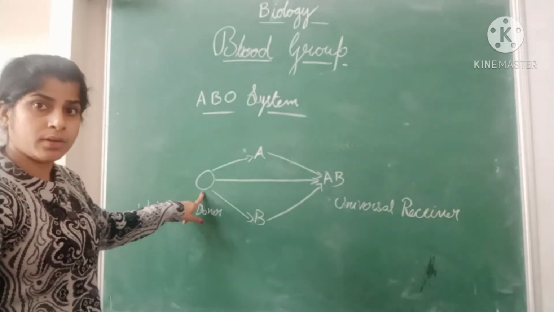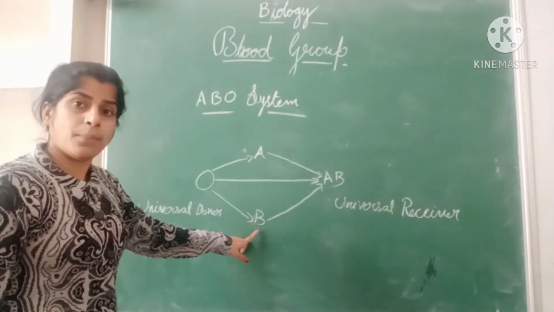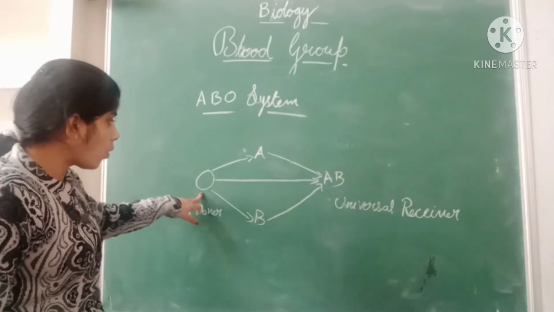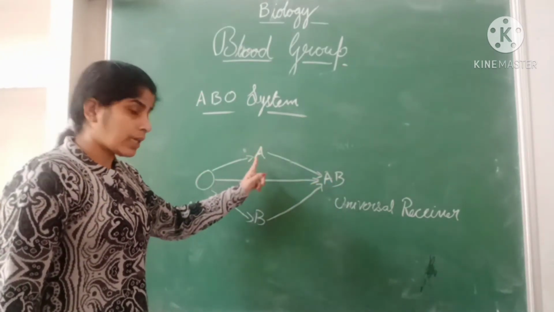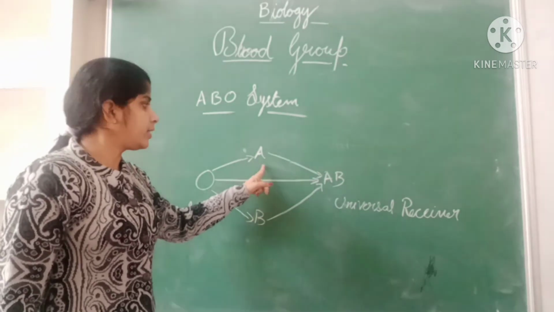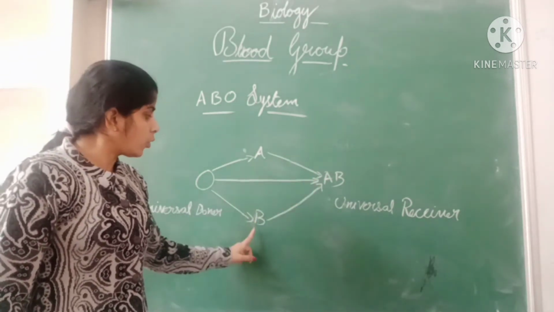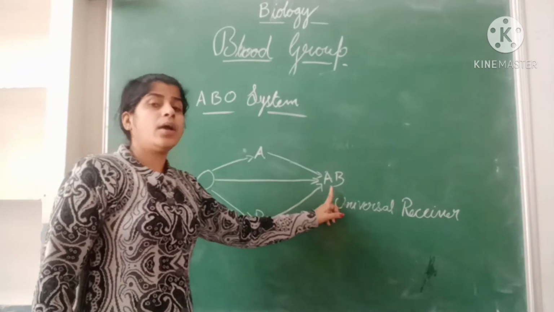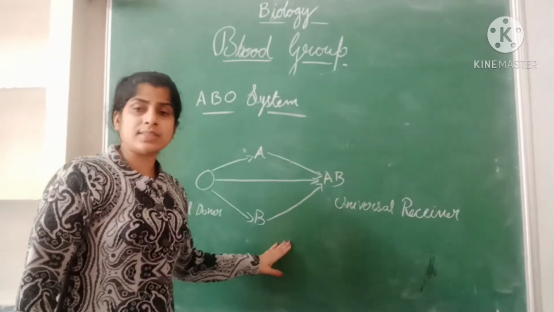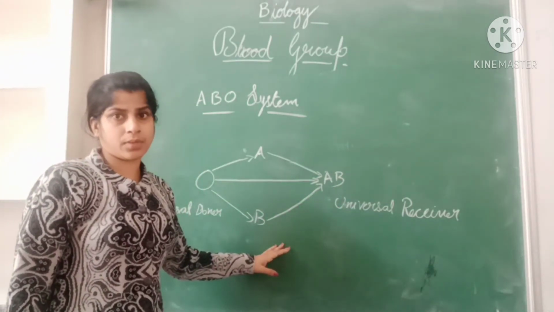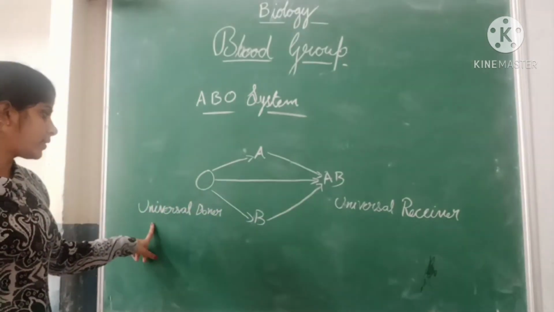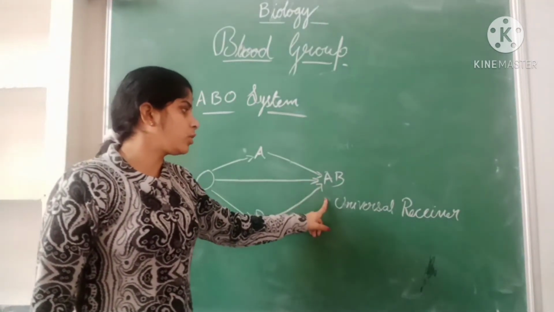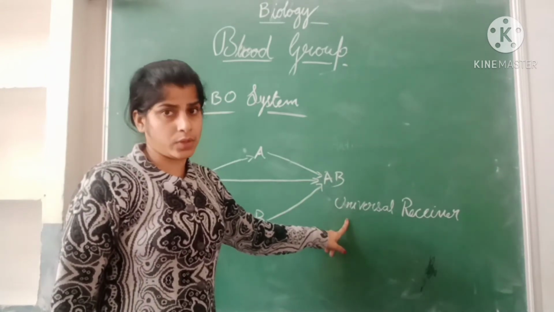O group can donate blood to B group, and O group can donate blood to AB group also. In the same way, A group can donate blood to AB group. So this is the ABO system. The O group is a universal donor and the AB group is a universal receiver.